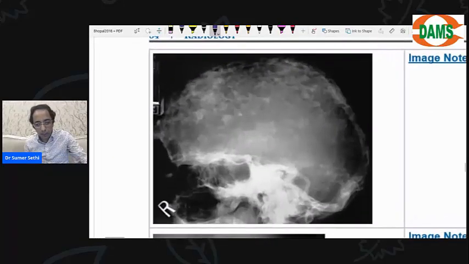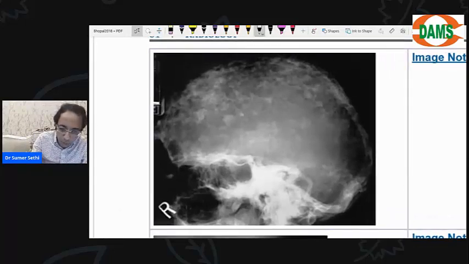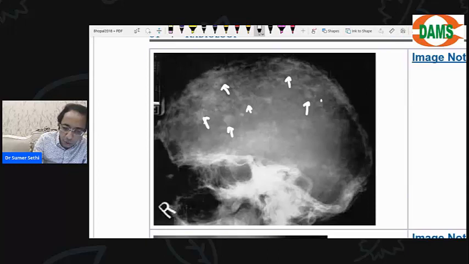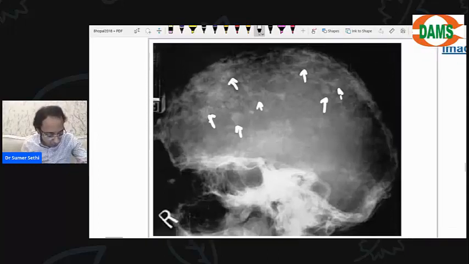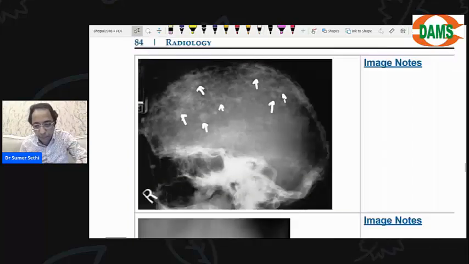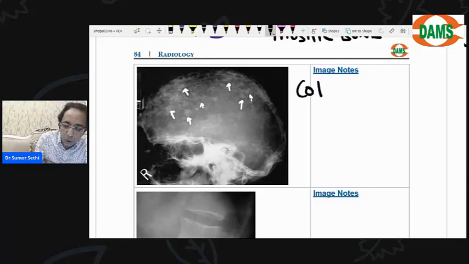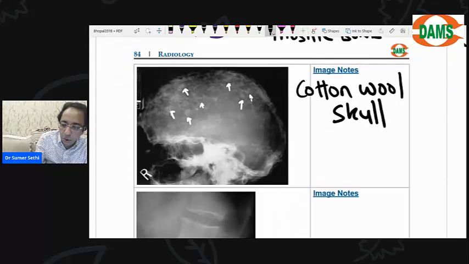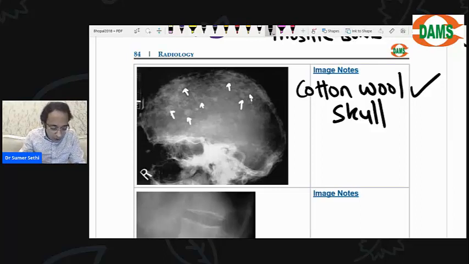Later on, what will happen? Later on, the osteoblasts will become mad and start forming bone wherever they want. So can you see, because of this random osteoblastic activity, there are white areas in your skull? This is what is called as cotton wool skull. I'm sure you are aware of it. It's a very characteristic MCQ, very often asked. Cotton wool skull seen in Paget's disease.